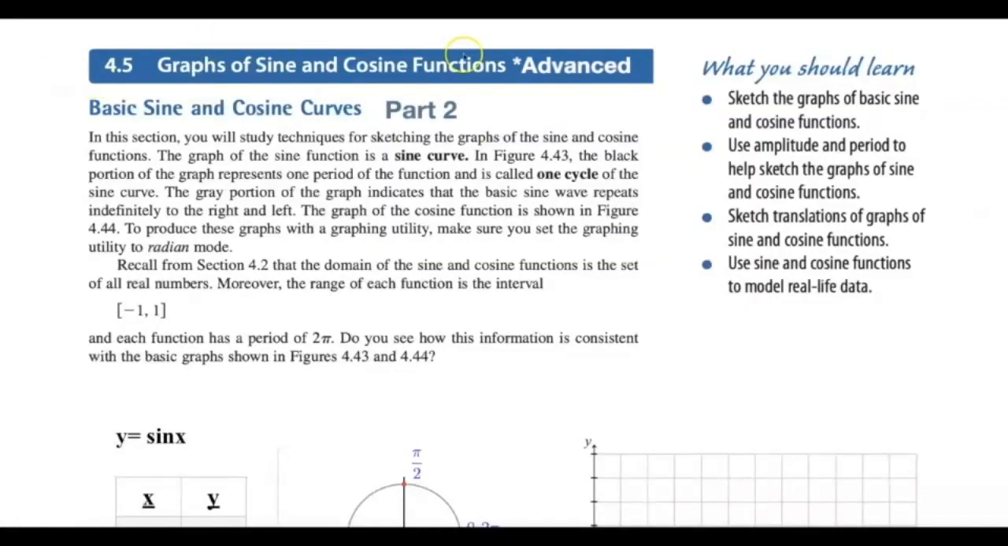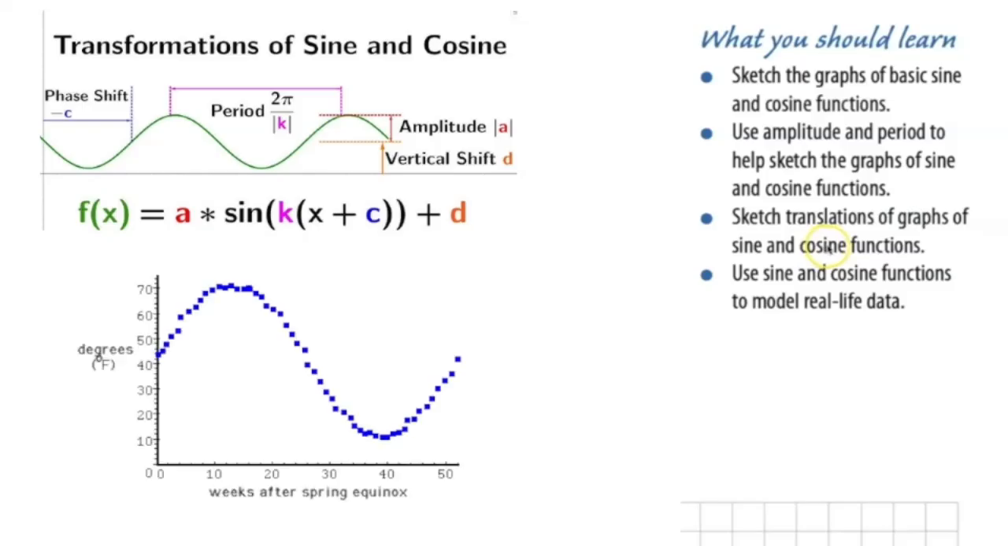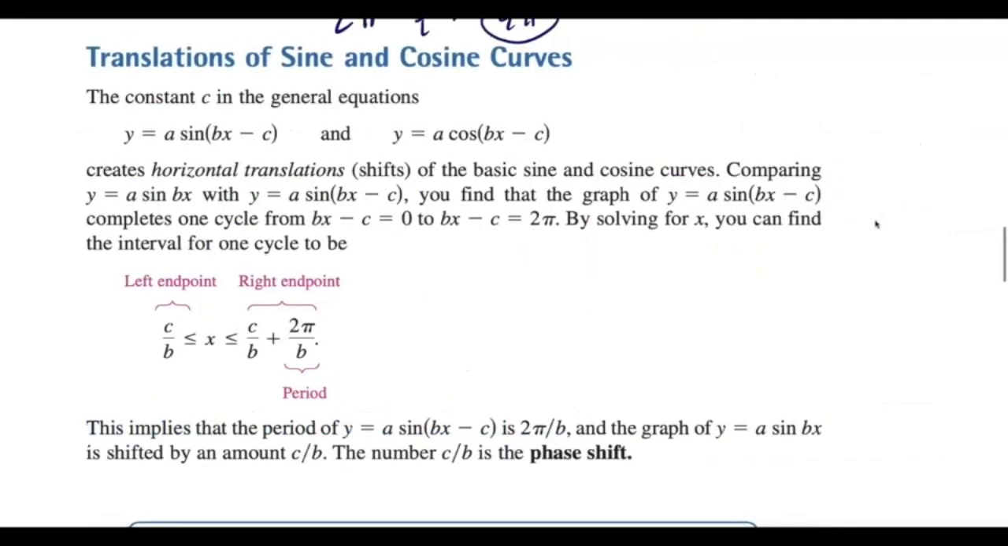4.5, graphs of sine and cosine functions. What we should learn: how to graph translations, moving it up, down, left, right, and then how to do real life problems. It's about translations.